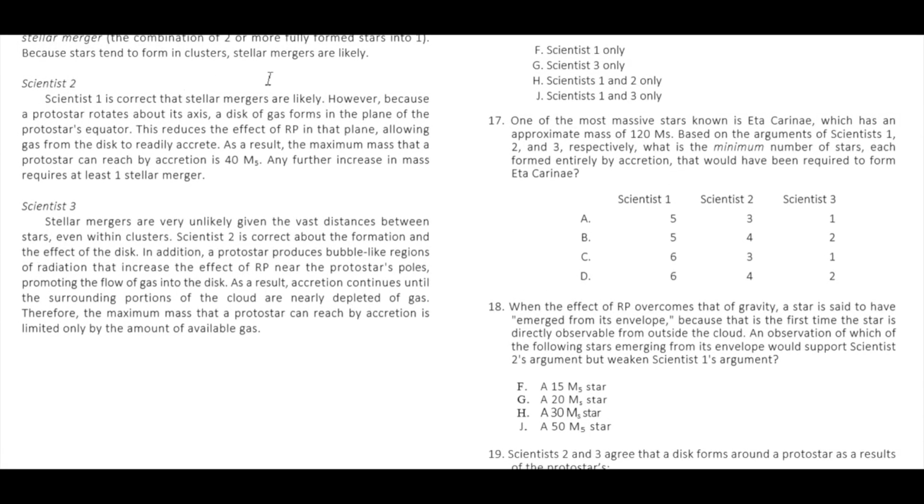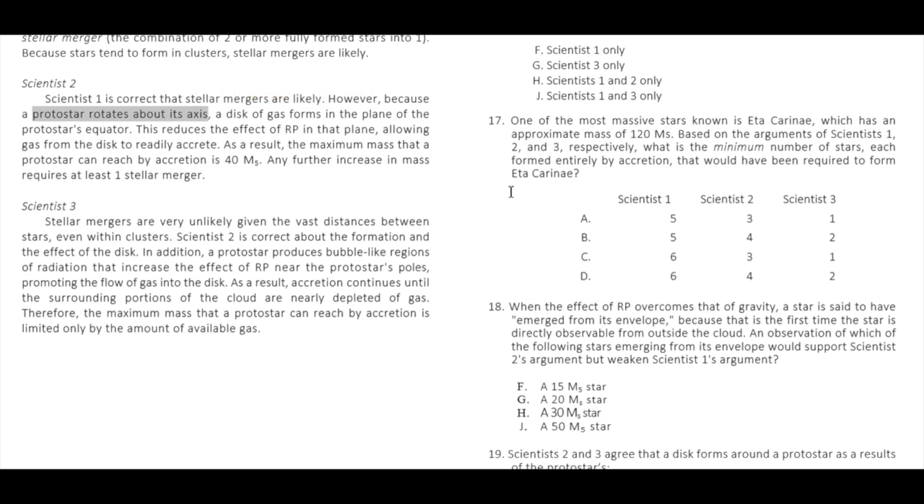Scientist 2 says, however, because a protostar rotates about its axis, a disk of gas forms in the plane of the protostar's equator. So let's see, a disk of gas forms because a protostar rotates about its axis. Okay, so that's relevant for us here. Let's see what scientist 3 has to say. Scientist 2 is correct about the formation and the effect of the disk. Alright, so scientist 3 is just agreeing with what scientist 2 says here. So the important part is that a protostar rotates about its axis.